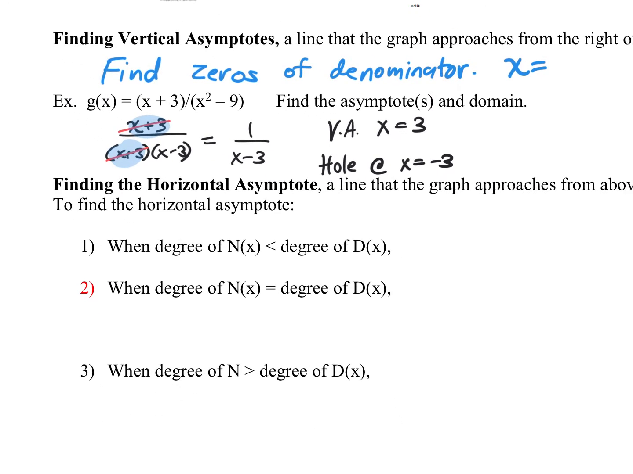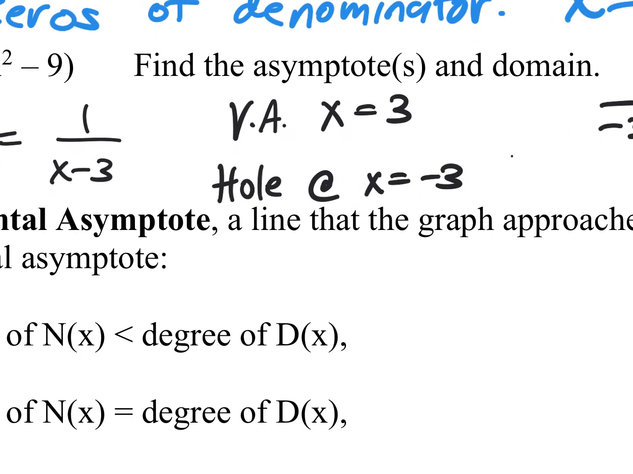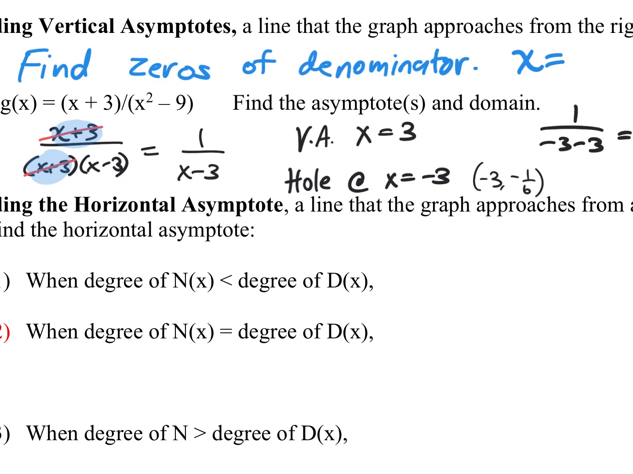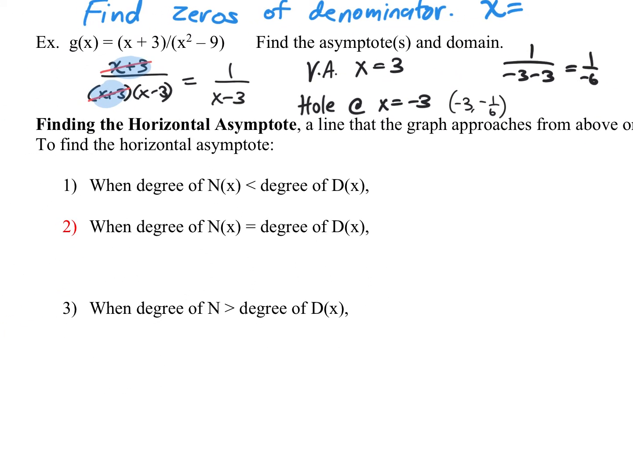We can actually evaluate the specific coordinates where that hole exists. If we were to plug in negative 3 to the simplified form of the function, we would say that the hole occurs at 1 over negative 3 minus 3, or 1 over negative 6. So the coordinates of this jump discontinuity, or this hole, would actually be negative 3, negative 1/6. So vertical asymptotes come from the denominator. They come from simplified form, and they are the non-canceled zeros of the denominator.